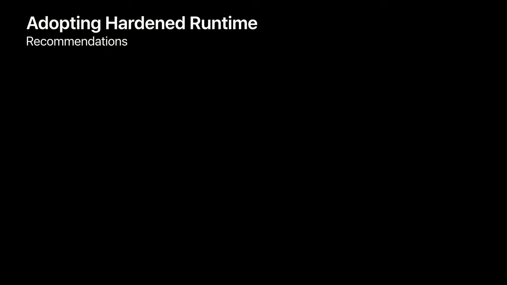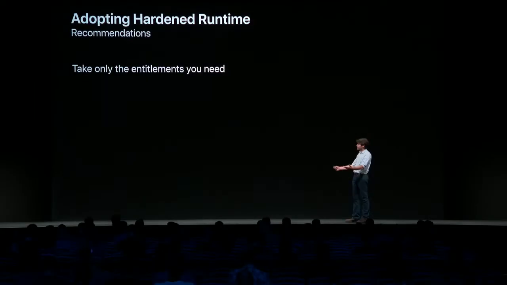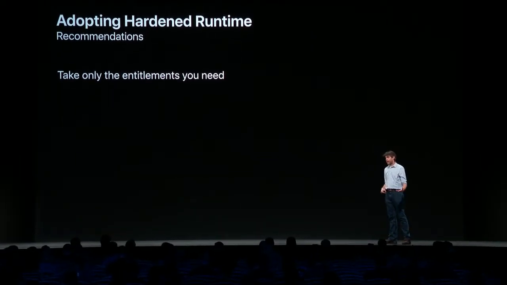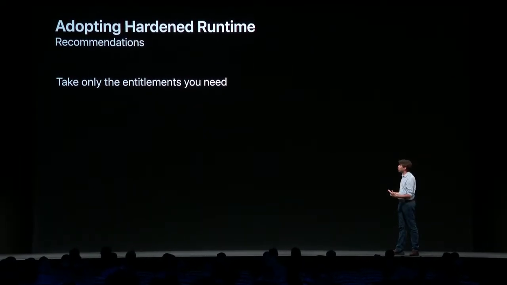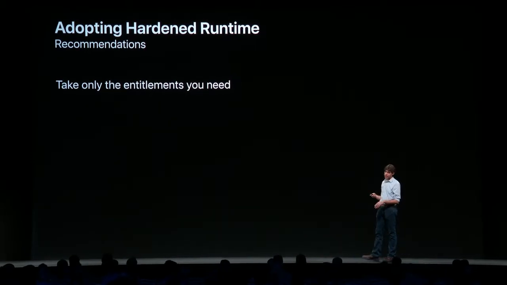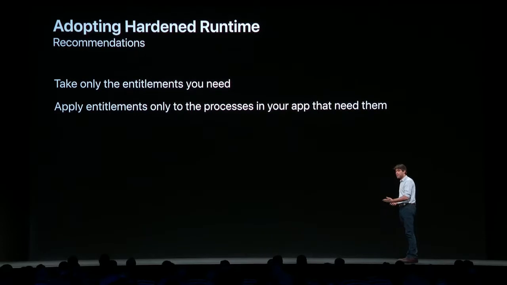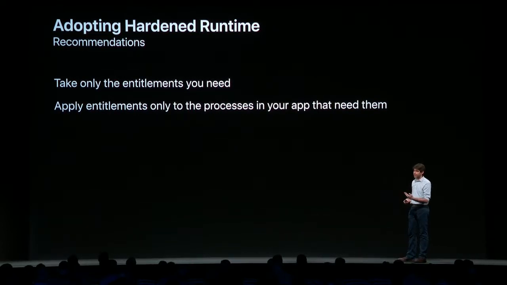So some recommendations, a summary of this section. Take only the entitlements you need. The entitlements turn off security provided by the hardened runtime, and they can be inspected by anyone looking at your app to try to see what kinds of things they can do with it once it's shipped to customers. So be careful, take only what you need, put the entitlements only on the processes that need them.